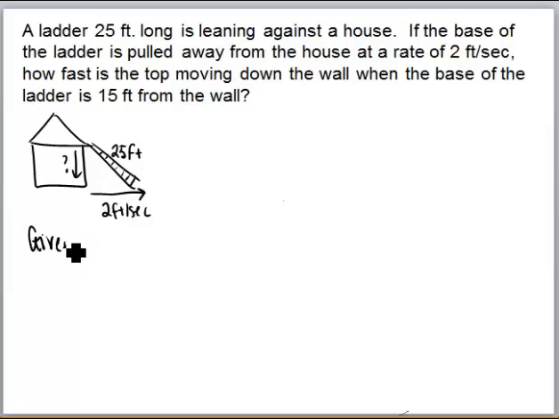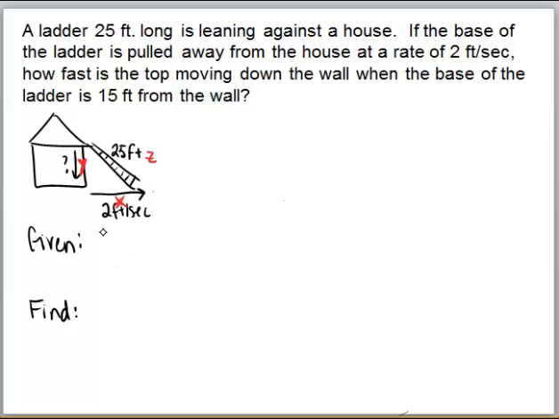Let's go ahead and figure out what we're given and what we're trying to find. We're given a couple different things. I'm going to go ahead and label this triangle as X, Y, and Z. The X, I'm choosing that because it's horizontal. The Y, I'm choosing that because it's vertical. And the Z just because it's in alphabetical order.